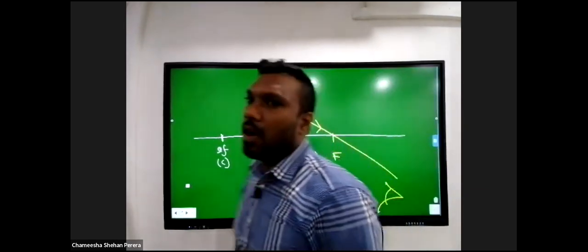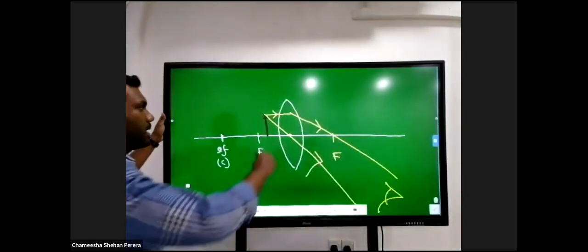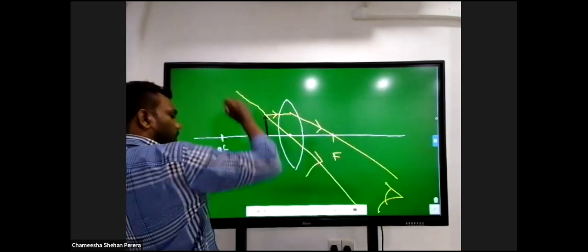How is the image formed? We have to extend the two light rays. We have to extend the two parallel rays.